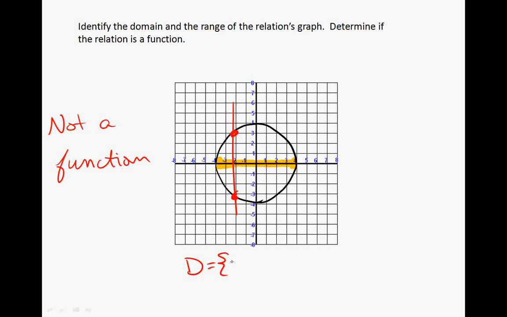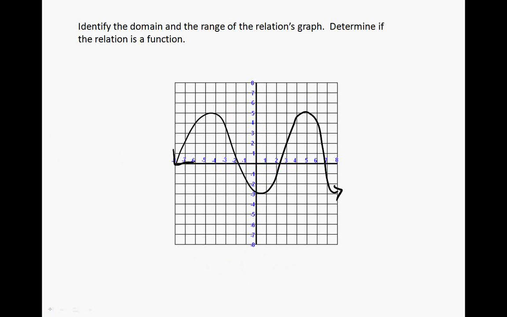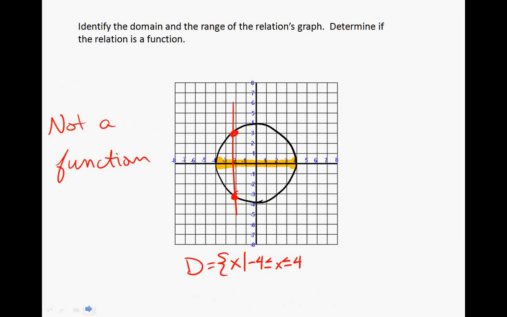So I'll open a bracket and say x such that -4 is my lowest value, +4 is my highest. I'll put an x in between and fill in the inequalities. Oh, oops, went backwards, sorry. And then I'll close my bracket.